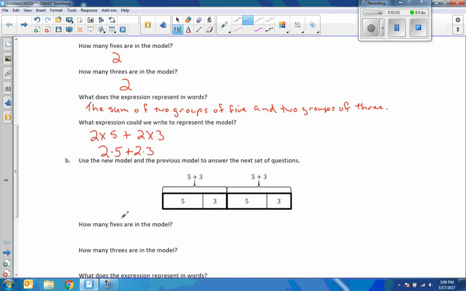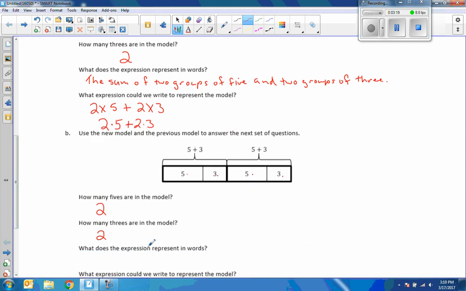Okay. Now it says use the new model and the previous model to answer the next set of questions. How many 5s are in this model? And I see one here. I see one here. So there are 2. How many 3s are in this model? There's a 3 here and there's a 3 here. So again, there are 2. What does the expression represent here in words?